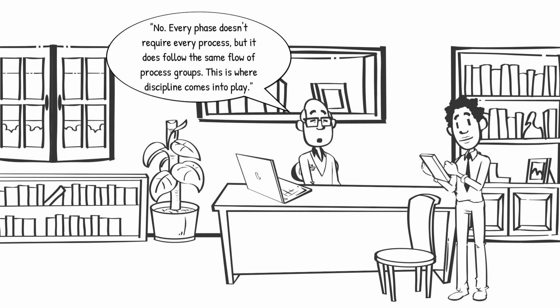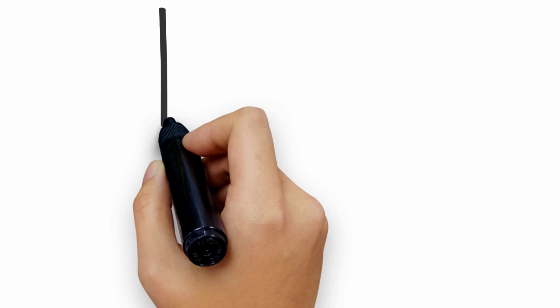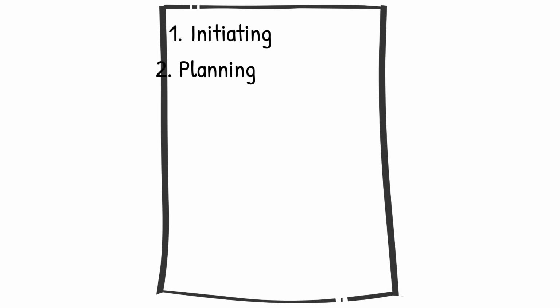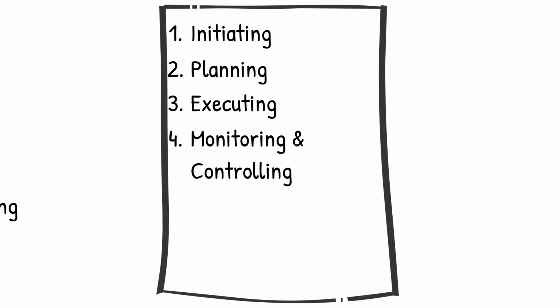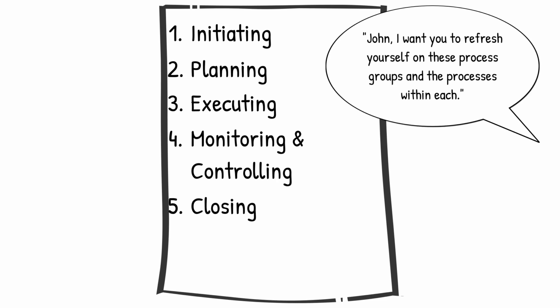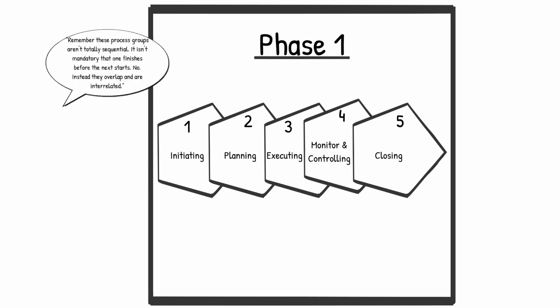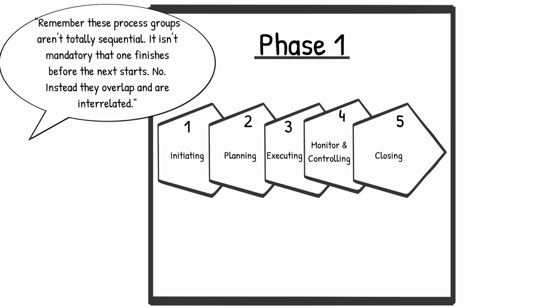John had begun taking notes. As Lloyd continued, John followed along, writing the words initiating, planning, executing, monitoring and controlling, and closing along the left side of his paper. John, I want you to refresh yourself on these process groups and the processes within each. Remember, these process groups aren't totally sequential. It isn't mandatory that one finishes before the next starts. No, instead they overlap and are interrelated.